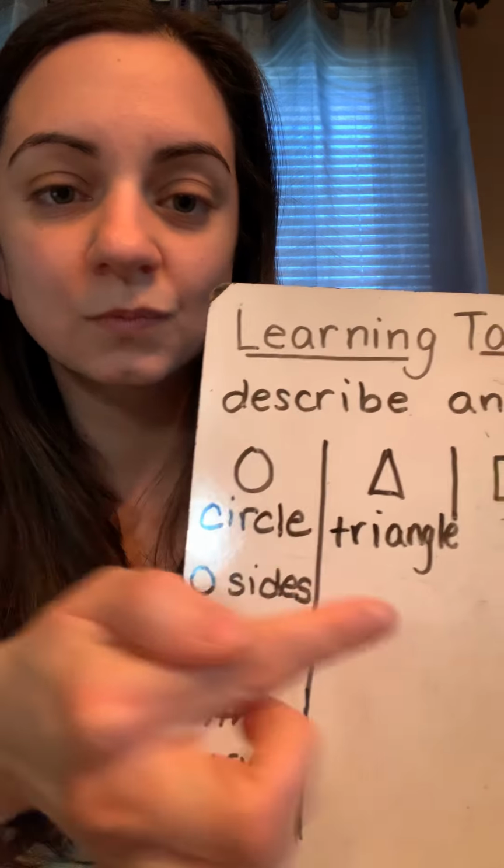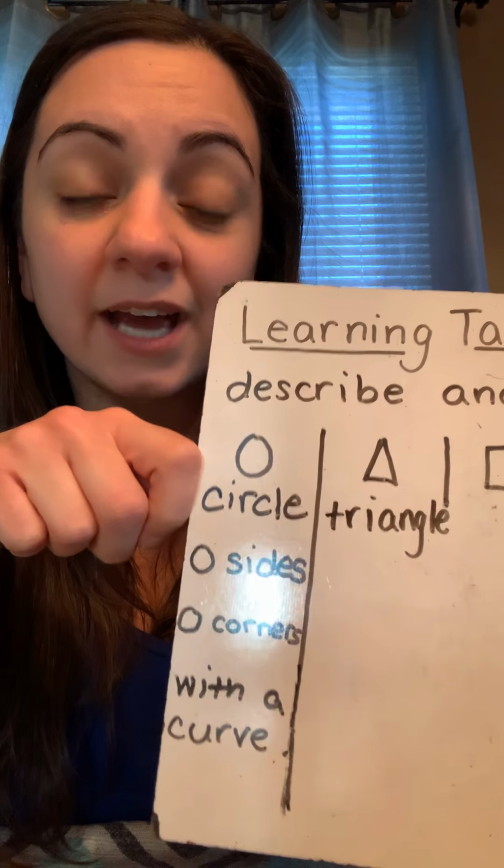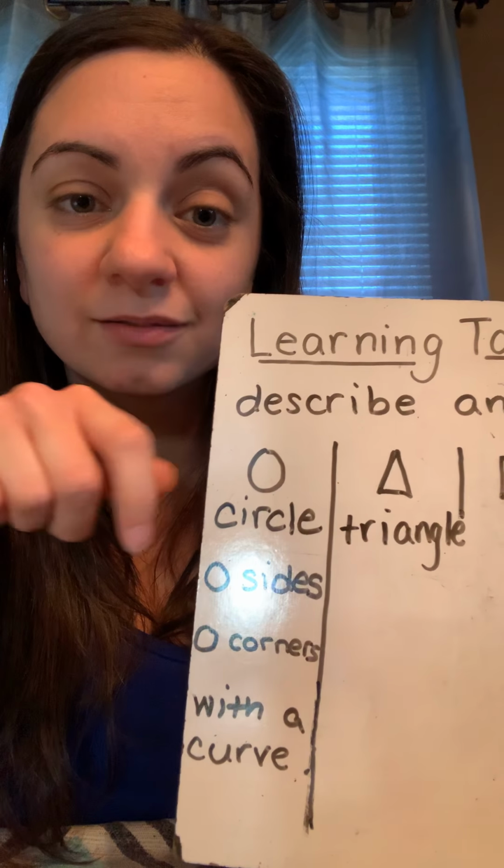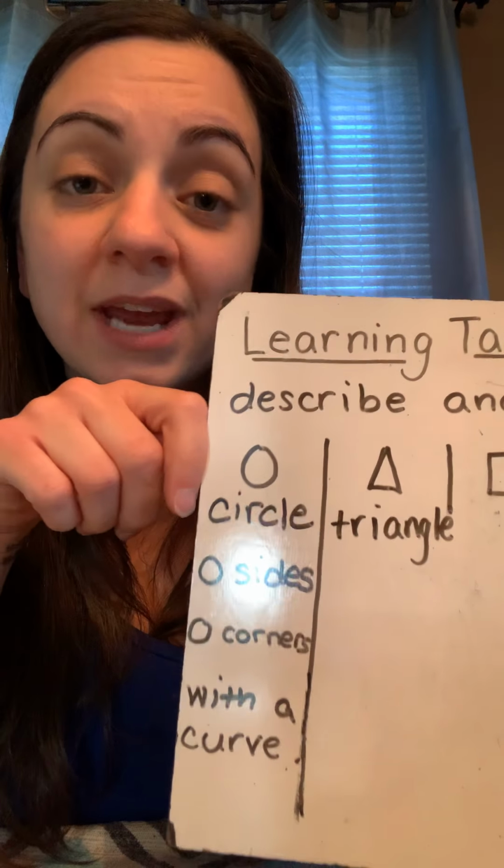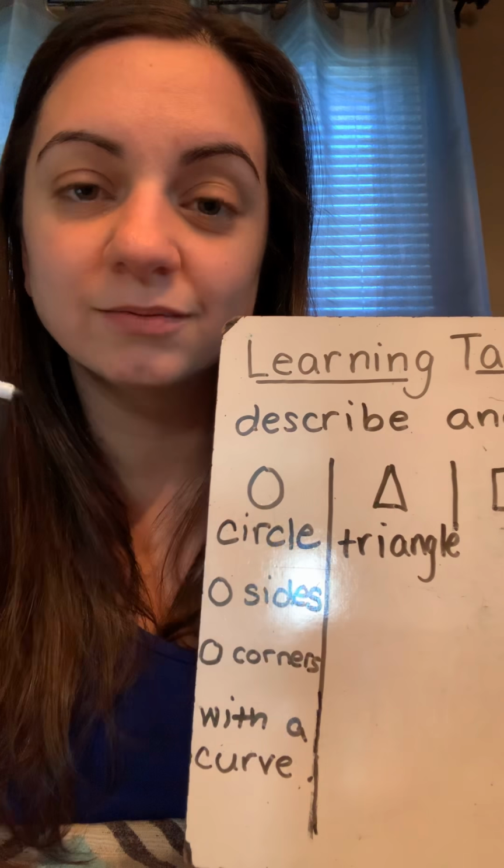1, 2, 3. A side is a straight line. So how many straight lines are used to make up the triangle? 1, 2, 3. So let's write that a triangle has 3 sides.